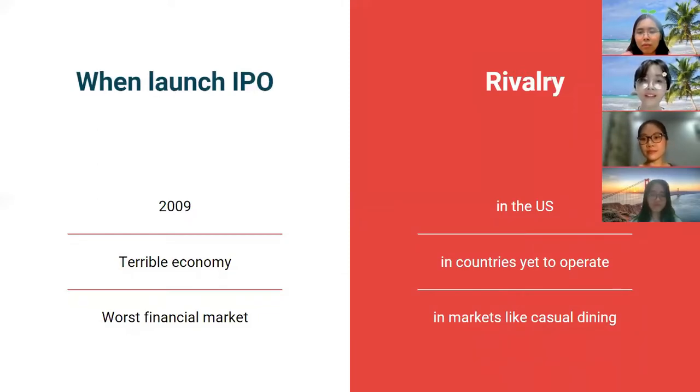Okay, there are also two other problems that OpenTable faced when they launched the IPO. It was the year 2009, and there was a terrible economy and an even worse financial market. Another problem is that they faced fierce competition, from existing competitors in the US and also in other countries when OpenTable expanded internationally into markets like casual dining.